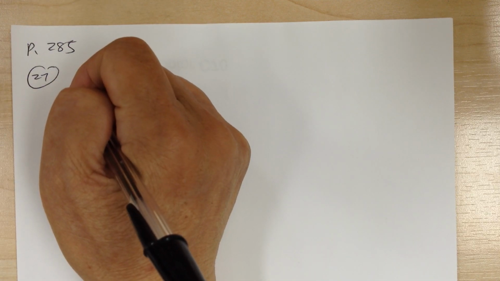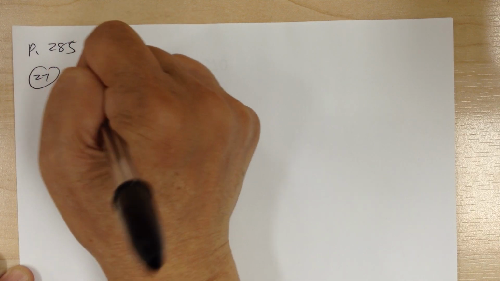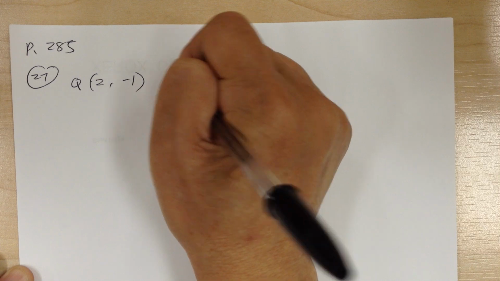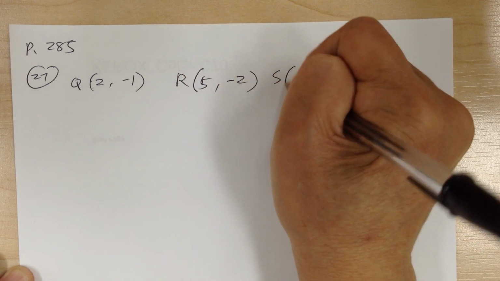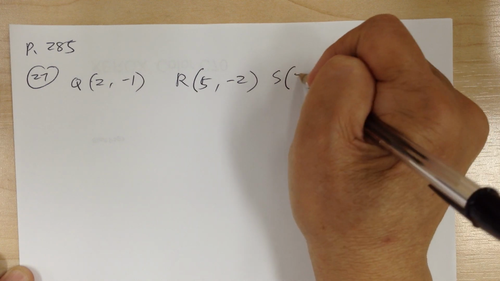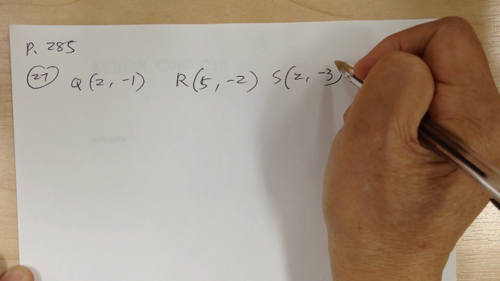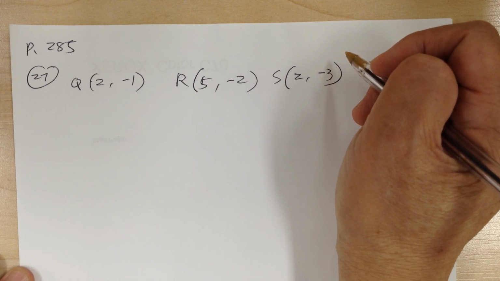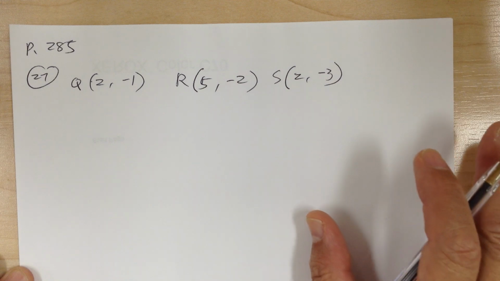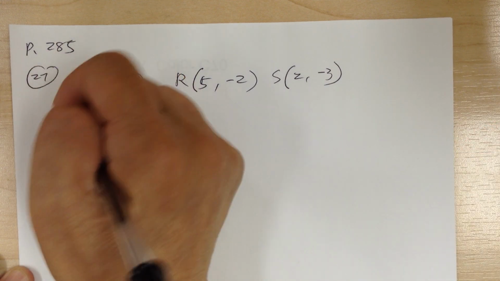Okay, number 27. It says triangle QRS has a vertex. So you got Q is 2, negative 1. R is 5, negative 2. S is 2, negative 3. It says sketch QRS and its image after the transformation. So you can do that on your own. I'm just going to do the 27.